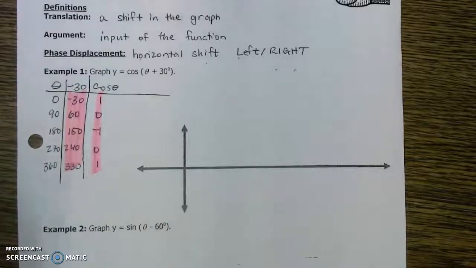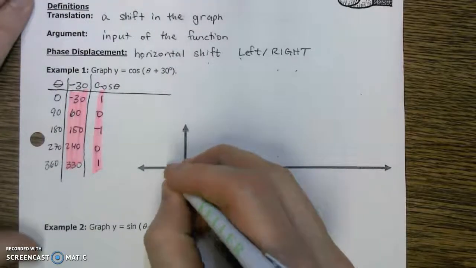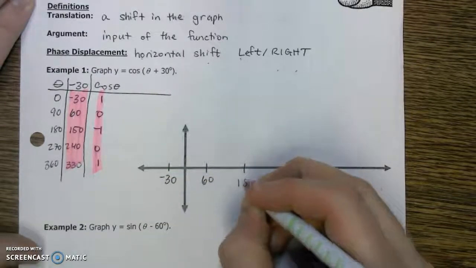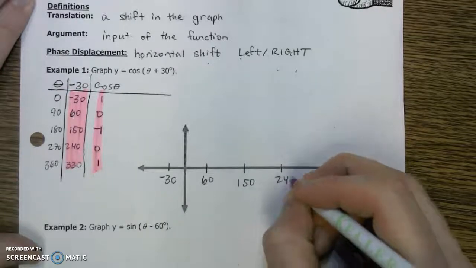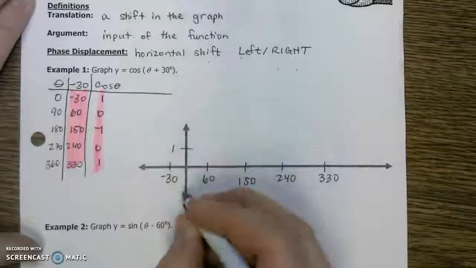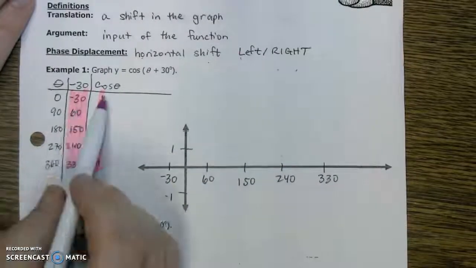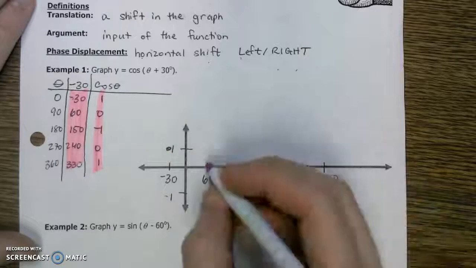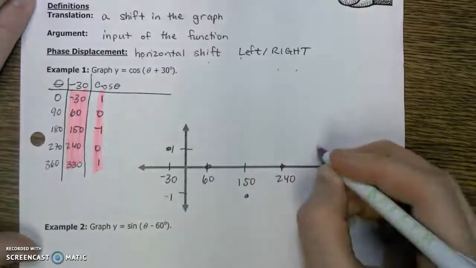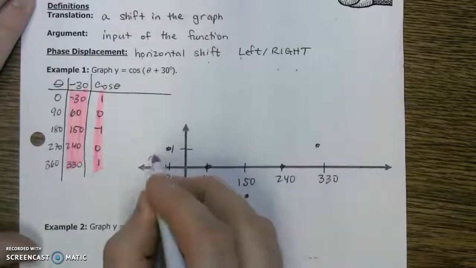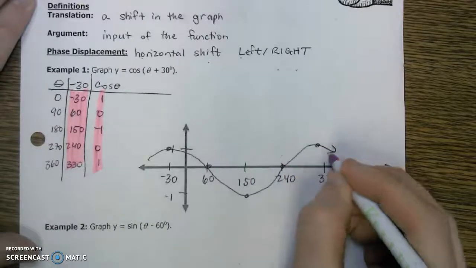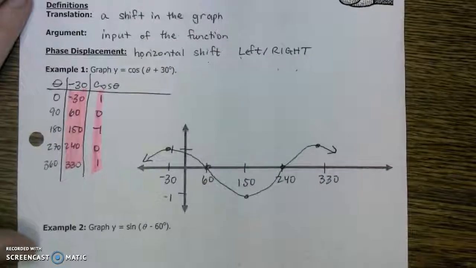So let's go ahead and plot those points on the graph. We're going to start at negative 30, then 60, then 150, then 240, and then 330. Your y values are going to go up 1, down 1. So at negative 30, we have a point at 1, 60 is at 0, 150 is at negative 1, 240 is at 0, 330 is up at 1. And make a smooth curve through those points. And this is your cosine graph.